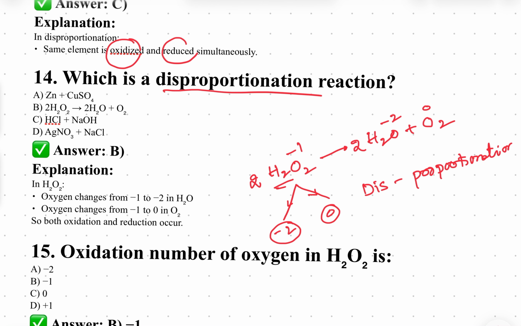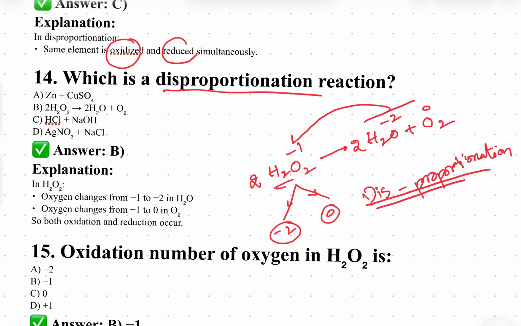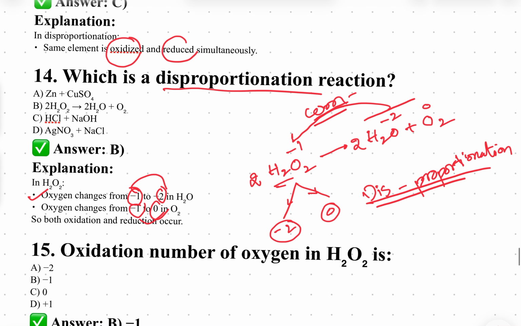Disproportionation is this. Clear? Comproportionation is the opposite of this one. Comproportionation means these two are giving 1. Dis means breaking into 2, and com means adding up 2 into 1. You can see oxygen changes from minus 1 to minus 2 and 0. The type of reaction is called what? Disproportionation. Clear, friend? That's it.